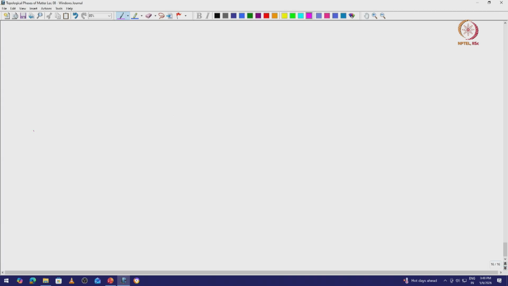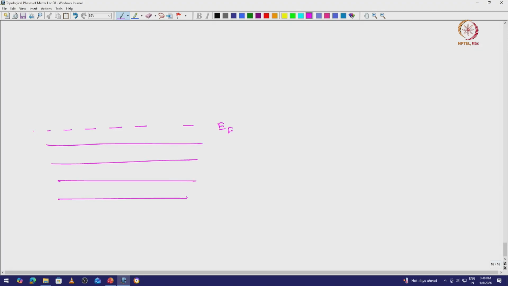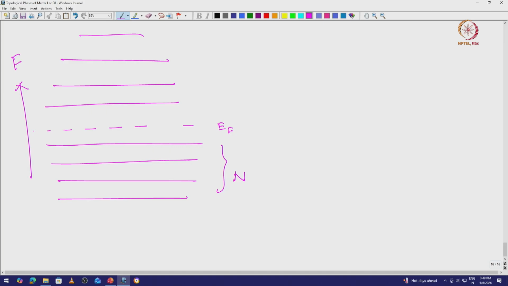I had some chemical potential, and I had these Landau levels. These are the Landau levels which were empty, and I had some n number of Landau levels that were filled, and this is my energy. Without E and potential. Now we will add one by one, and this is again the chemical potential.